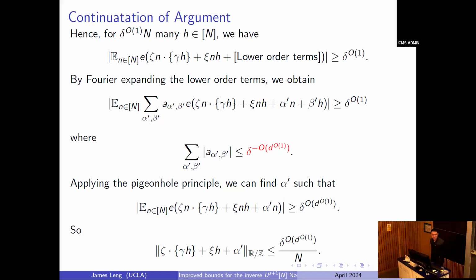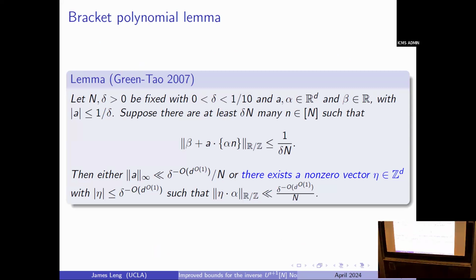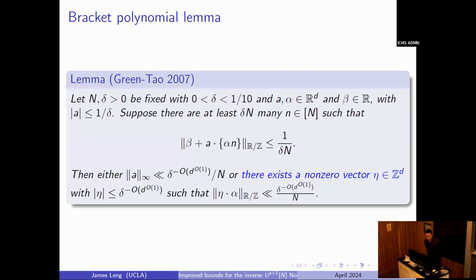Any questions on these manipulations? Okay, so what you do here, Green and Tao showed in 2007 that suppose we have a bunch of h's for which this occurs, then either alpha is really small, or you could find some bounded eta such that eta dot alpha is really close to an integer.